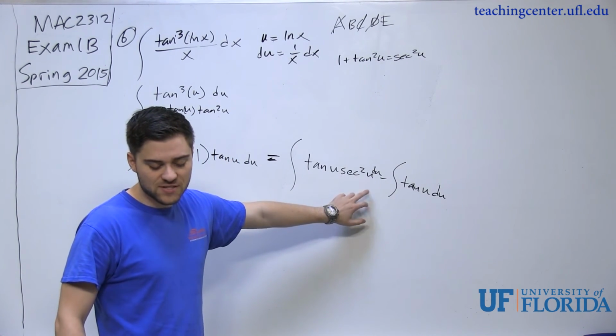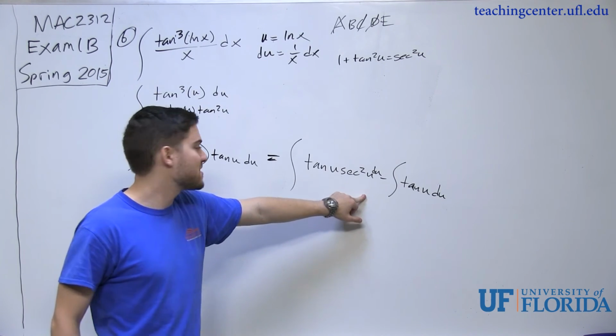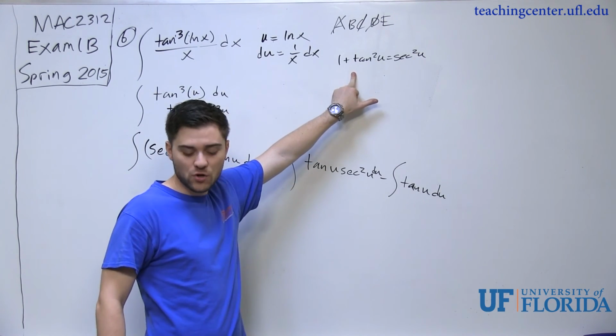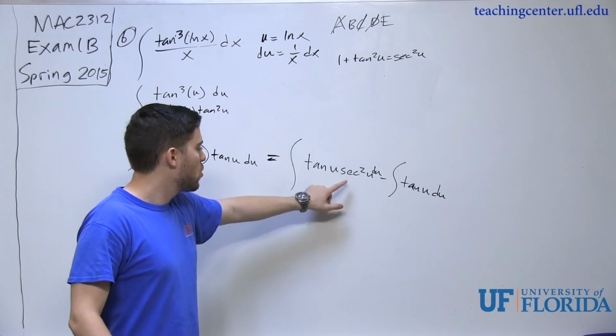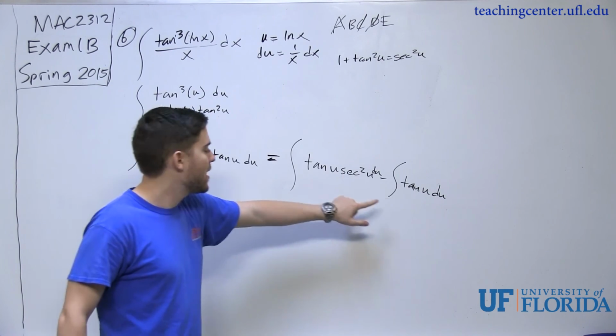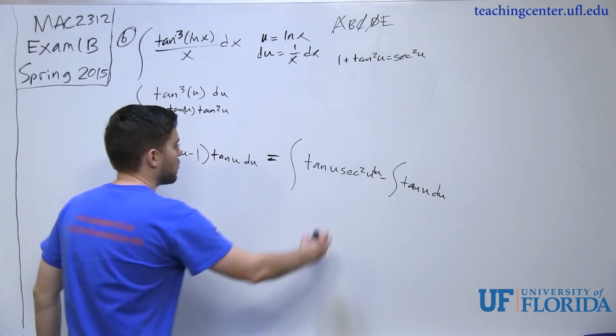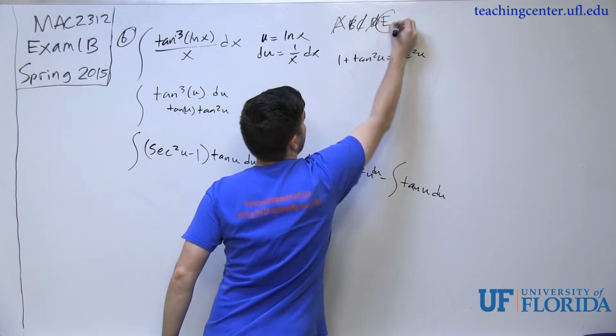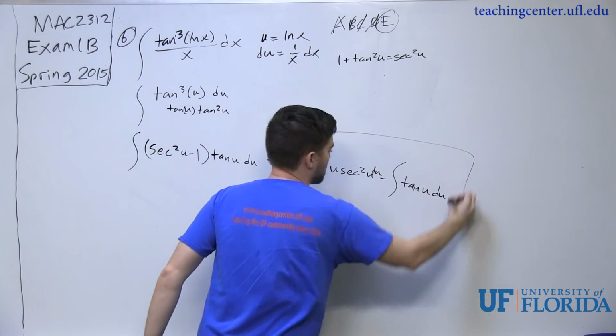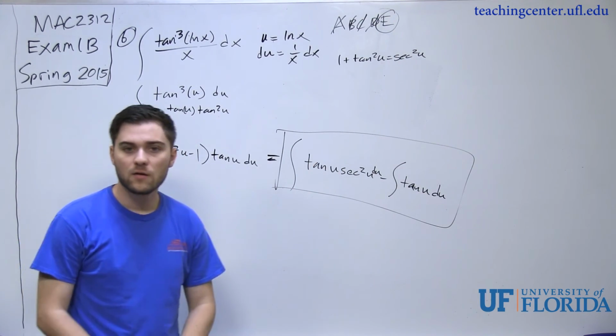And looking at the answers, this fits letter E, because letter E says that after applying this substitution, we end up with two integrals, tangent times secant squared and tangent. So letter E is the correct answer in this case. That's what our integral would look like for number 6.